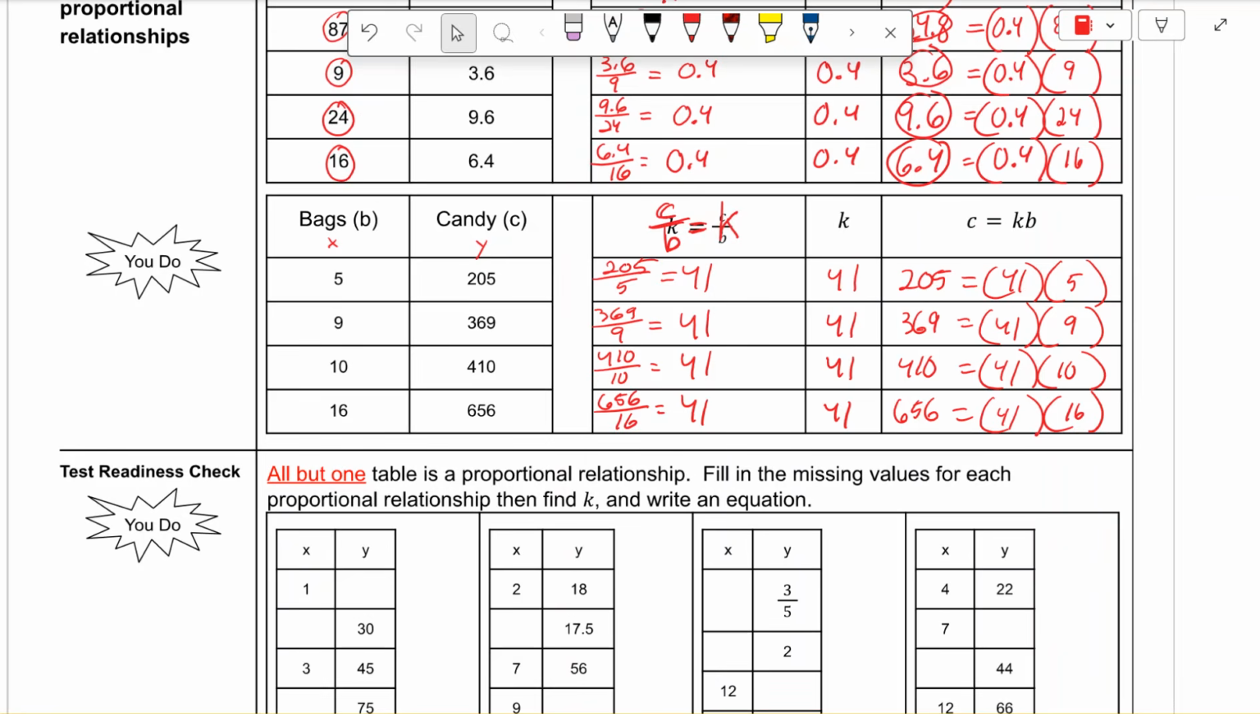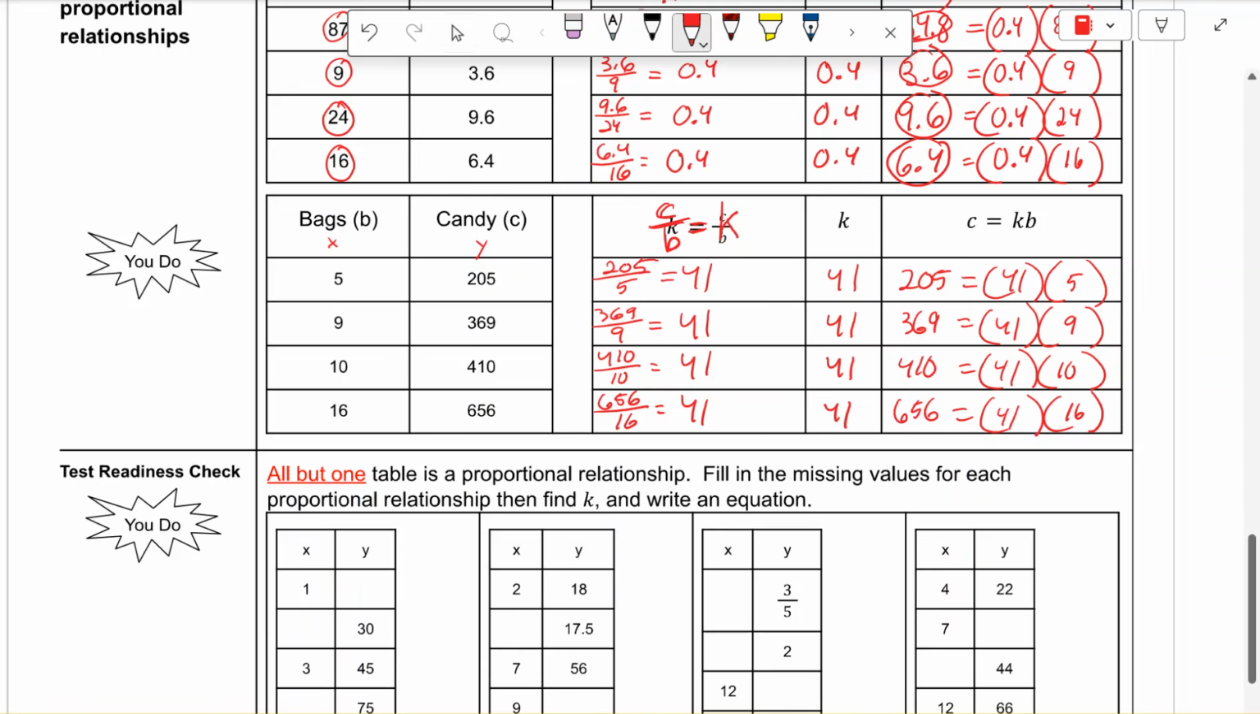All right, you can see here it's all filled in, the bags and the candy. The bags are the independent variable, x or B, and the candy is the dependent. So it depends: if you want to know how much candy you have, you have to know how many bags you have. Then you just multiply them, and you get your candy count. Now our K is 41, and that just means that there are 41 pieces of candy in each bag.